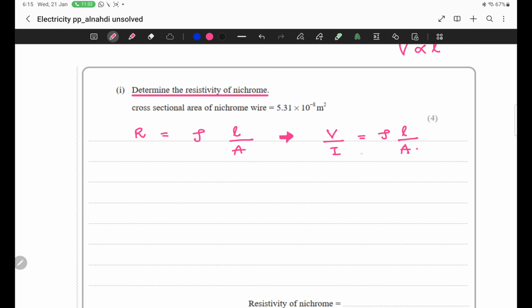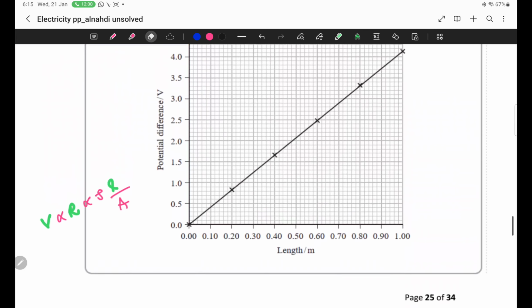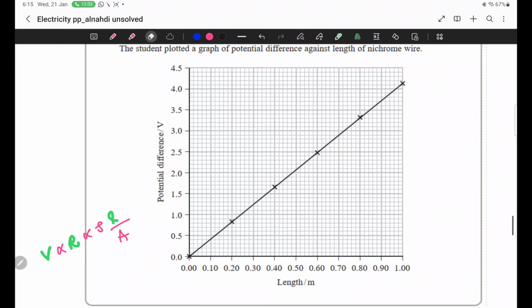And if you have to calculate resistivity, then I make resistivity the subject: rho equals V divided by L, times area, divided by current. The value of V over L we will use from the graph, as well as area and current. And now we are solving for resistivity by using the graph. So this is a straight line graph.